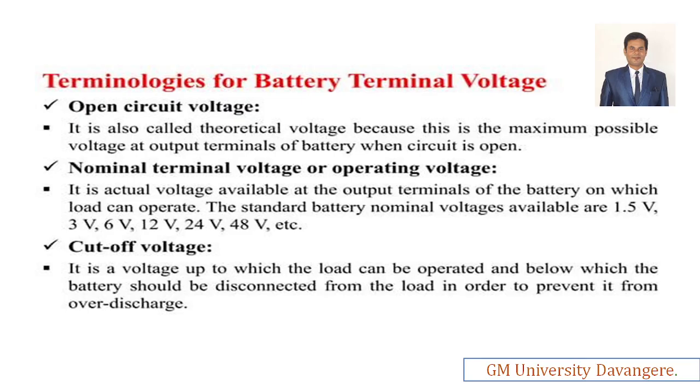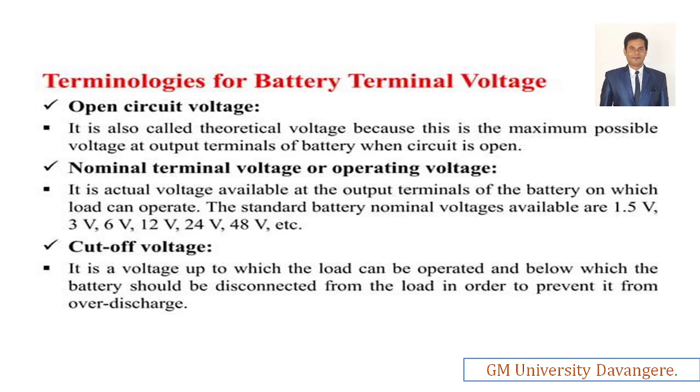Usually the terminal voltages, for our operating voltages, are available in batteries right from 1.5, 3 volts, 6 volts, 12 volts, 24 and 48 volts, which are available in the market. So these are the various nominal terminal voltages or operating voltages of batteries.